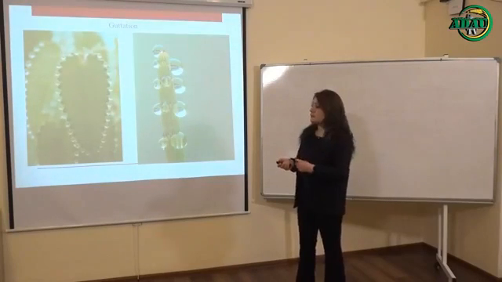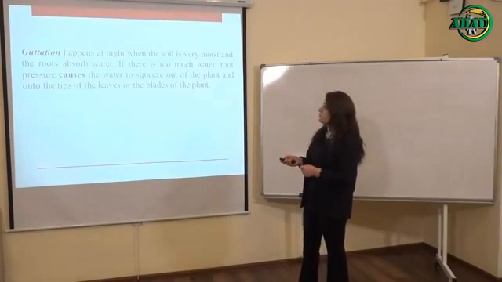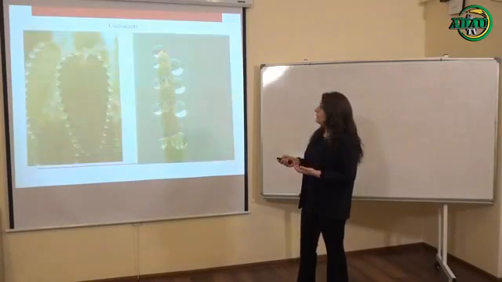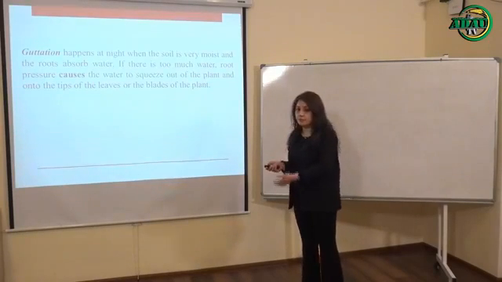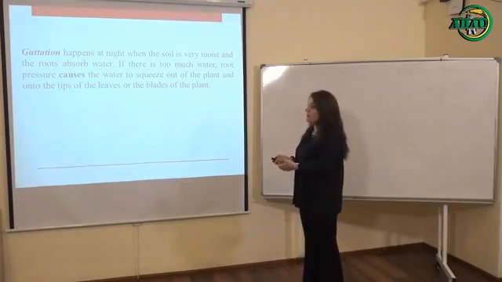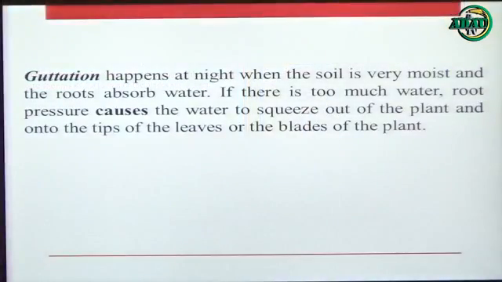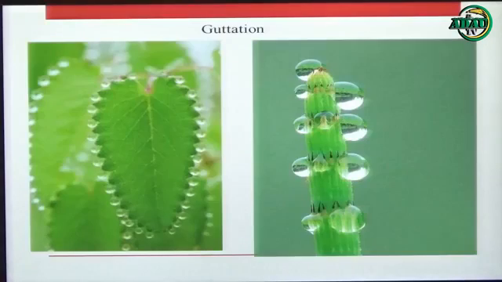And here you can see the process of guttation. What is the process of guttation? Guttation happens at night, when the soil is very moist and the water is absorbed by the roots. If there is too much water, root pressure causes the water to squeeze out of the plant and onto the tips of the leaves. So guttation and transpiration are important processes of losing water.